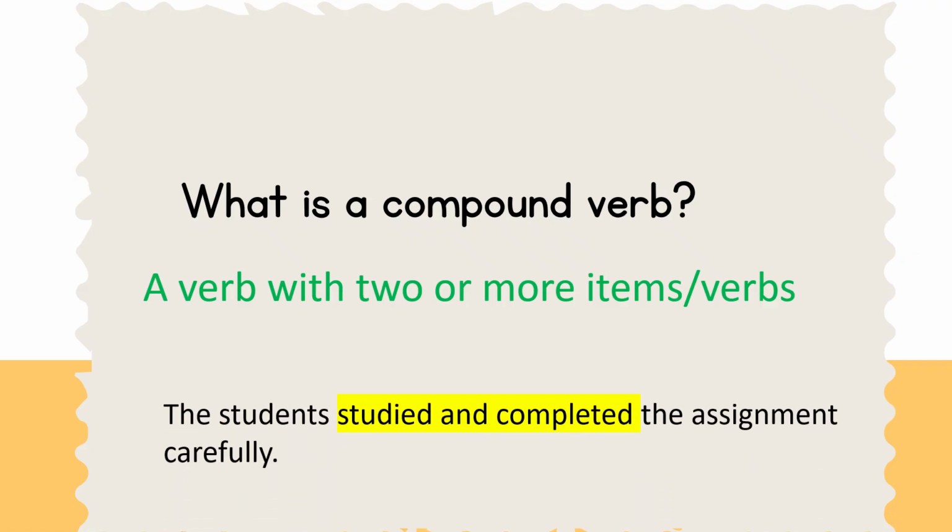Let's see one example. The students studied and completed the assignment carefully. Studied and completed. Studied, you can see it as one mini verb. Completed is another mini verb. Studied and completed, this is one bigger verb, and we call it compound verb. And this is the real verb of the sentence.